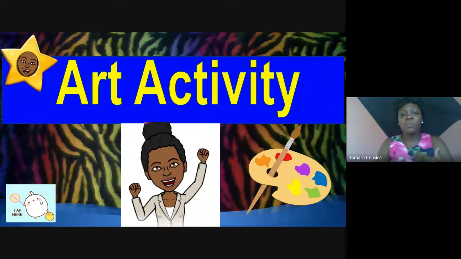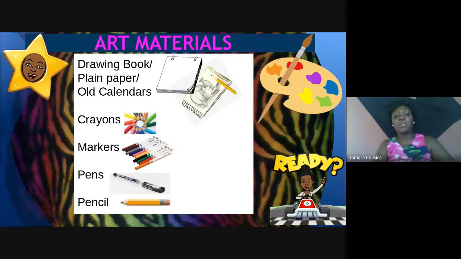All right, so art activity. So now we are going to dive into our activity, right? For the activity, I'm going to ask you to gather these materials, art materials. So your drawing book, plain paper, and an alternative resource is the old calendar. So the back of the old calendars, we can utilize them if we don't have these things ready at hand. But you were told to get your drawing book or a couple plain papers each time you come to class.